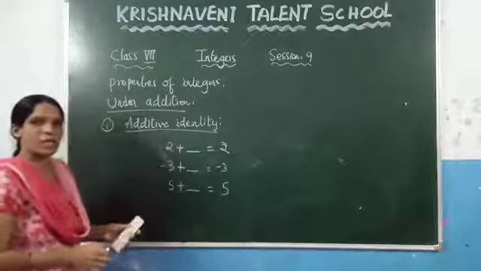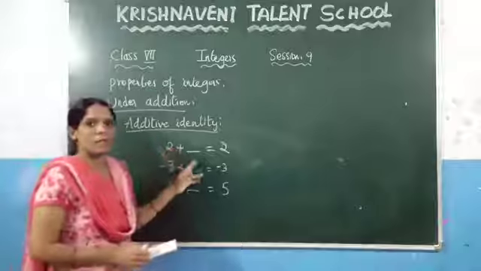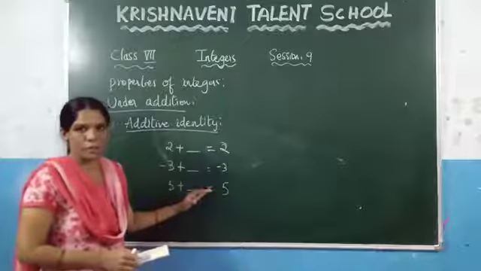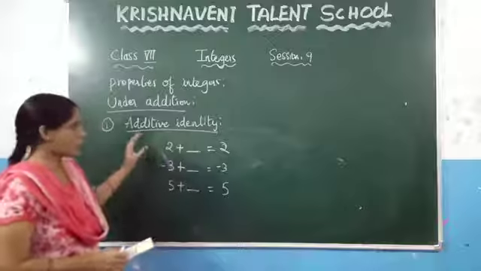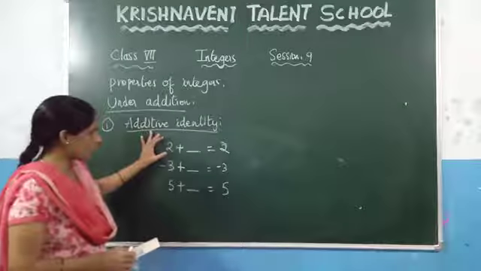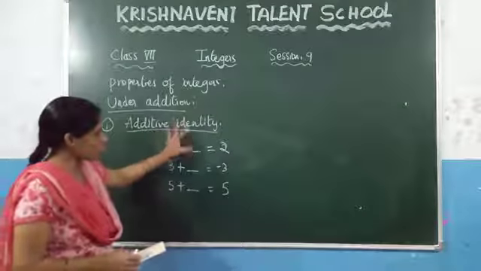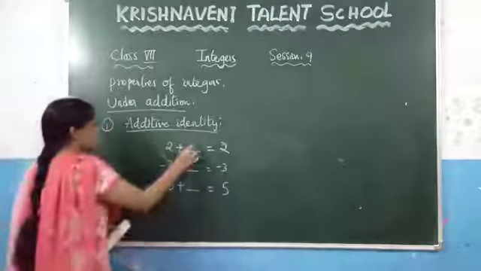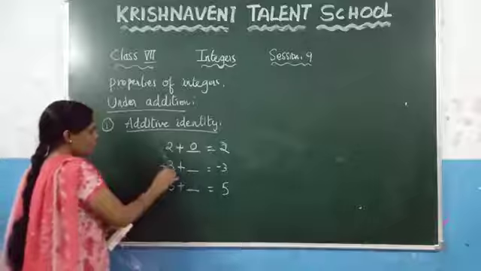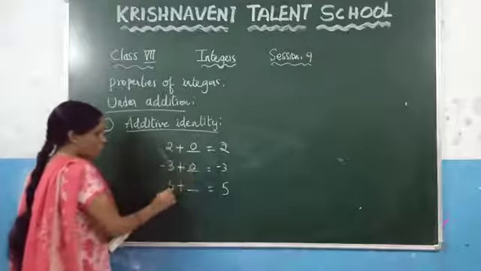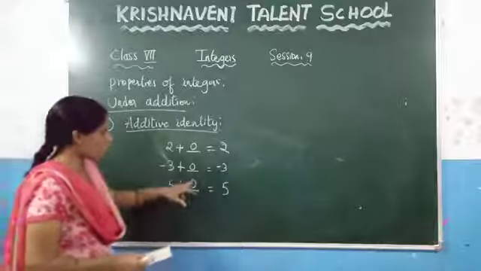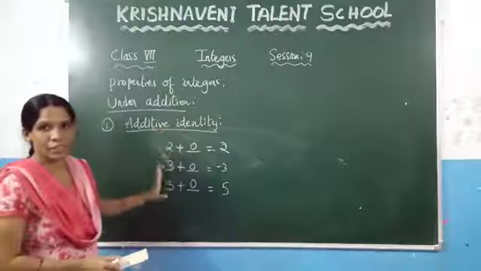Which number do you need to add? You know that if you add 0 to any number, you will always get that same number. Here you have to consider one integer and add one number so that you get the same answer. You know that 2 plus 0 is 2, -3 plus 0 is -3, 5 plus 0 is 5. So this 0 we call the additive identity of the integers.